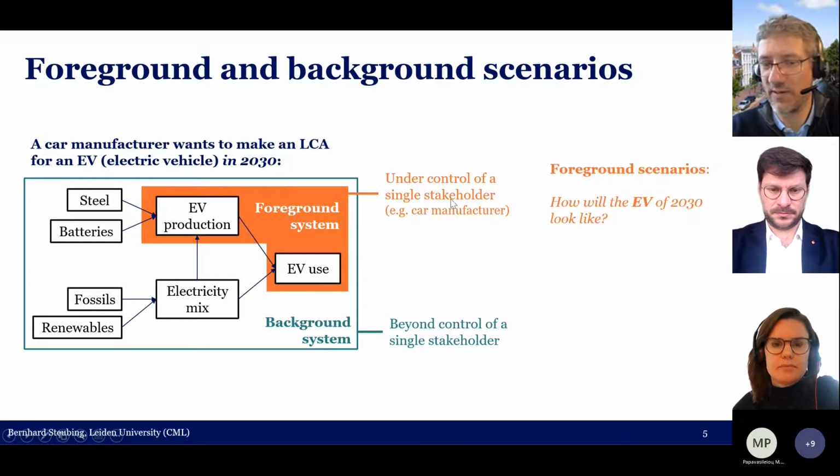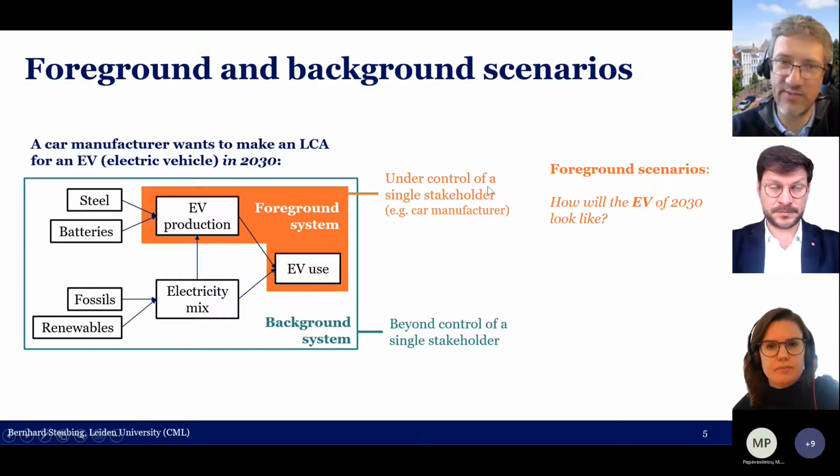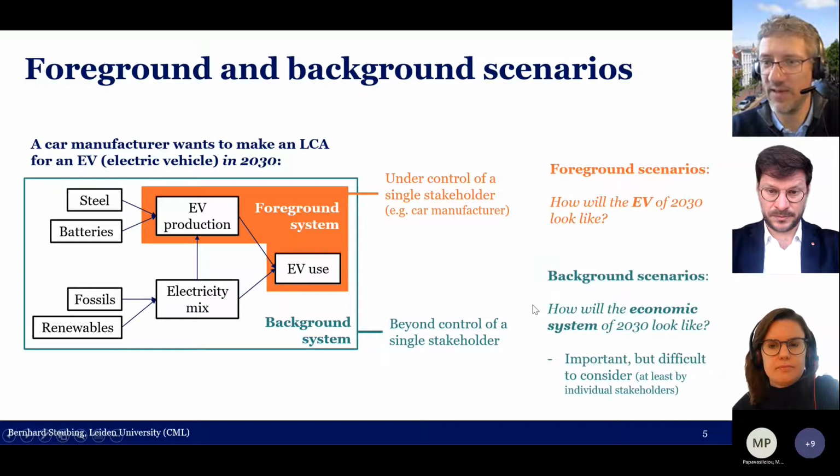So the car manufacturer will have developed 2 kinds of scenarios. He will have to develop foreground scenarios for how the EV will develop in 2030. And he will have to maybe not develop himself, but have some background scenarios or some ideas on how the economy in 2030 will look like. This is quite important, but it's also really difficult to do, at least for individual stakeholders.